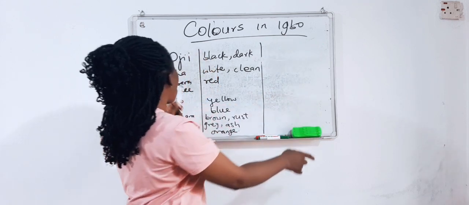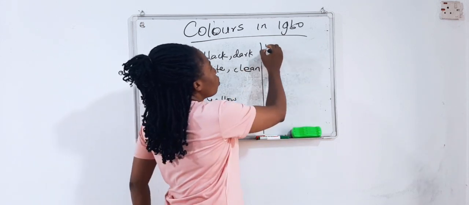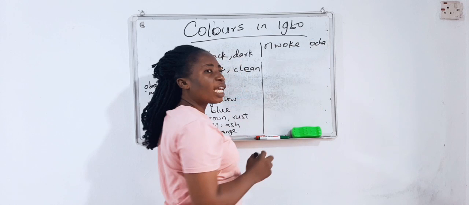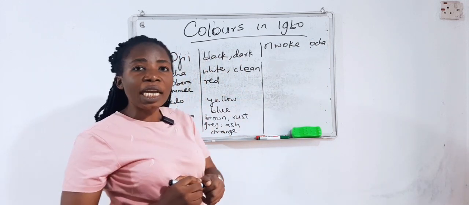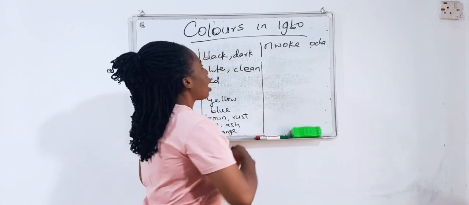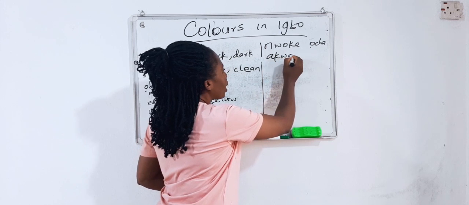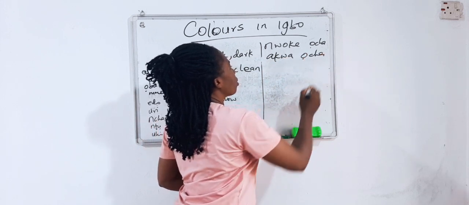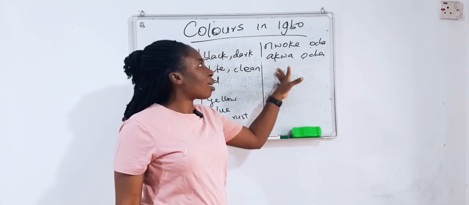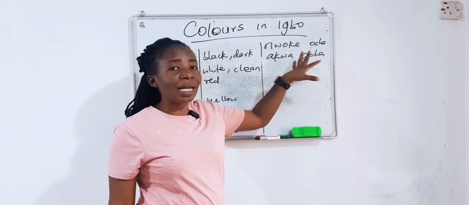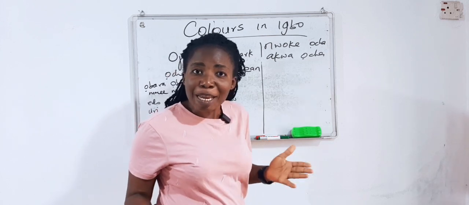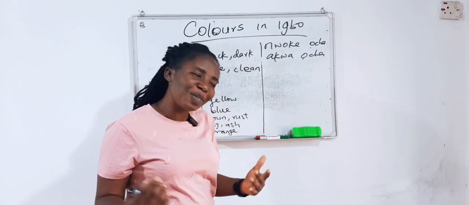Let's go to ọcha. Nwoke ọcha, a fair man. Nwoke ọcha, fair man. Akwa ọcha, white cloth. So anything you place before the color means that that thing has that color. Is that okay? Do you understand what I'm saying? Good job.